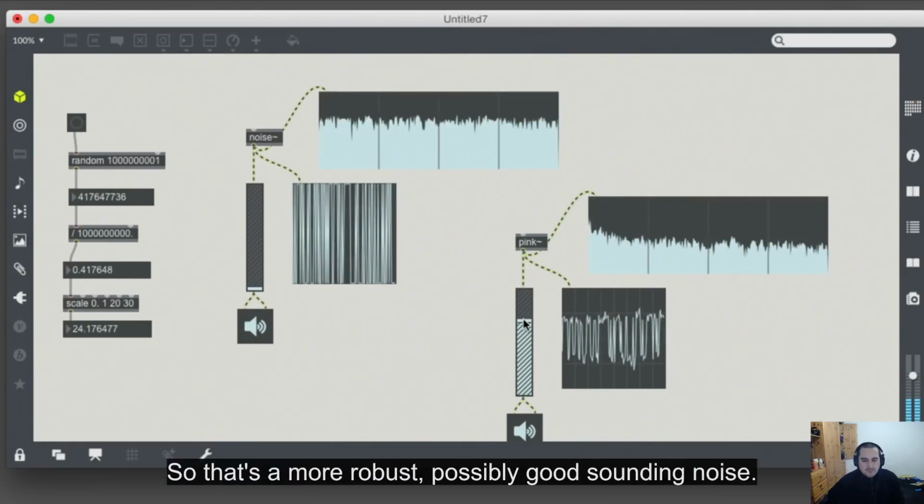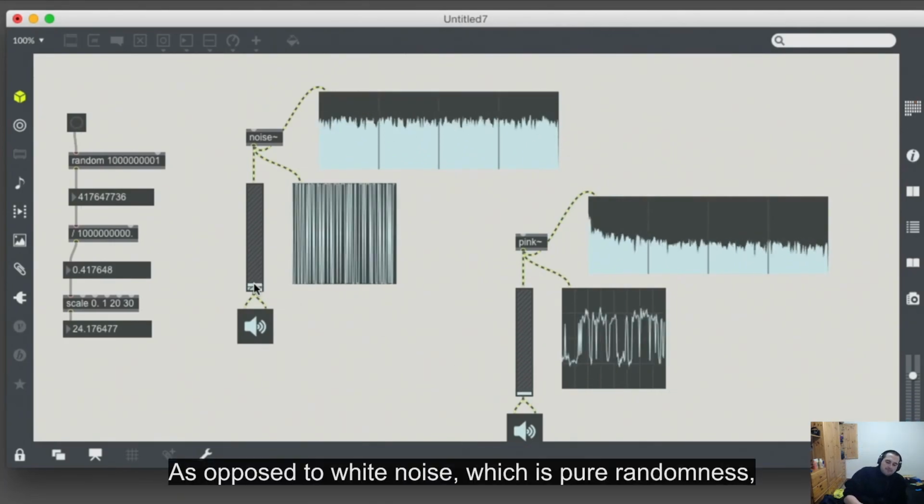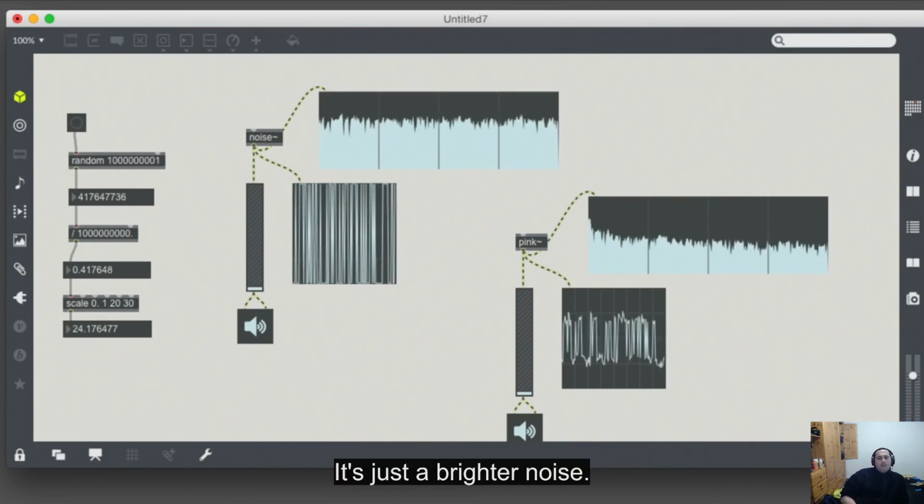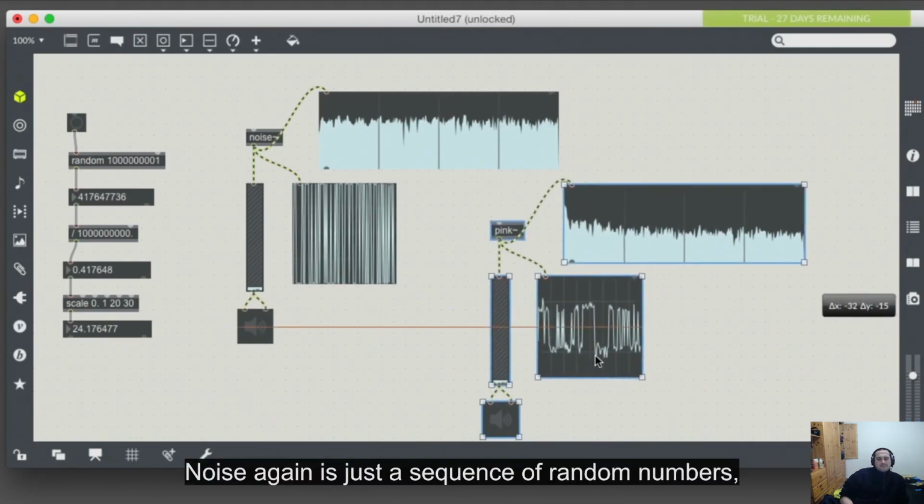So that's a more robust, possibly good-sounding noise, as opposed to white noise, which is pure randomness, which has a lot more high frequencies. It's just a brighter noise. So that's noise. Noise, again, is just a sequence of random numbers.